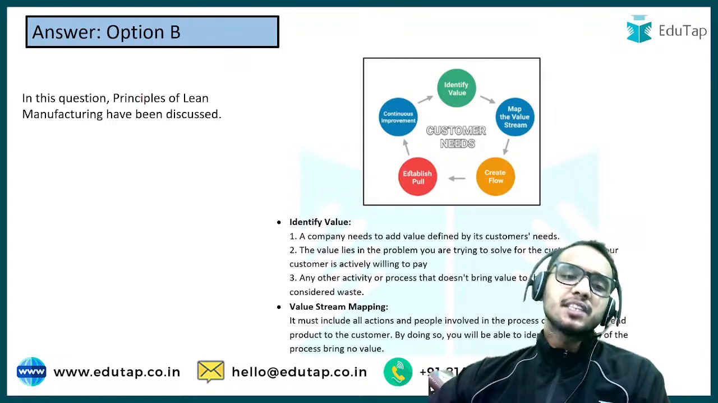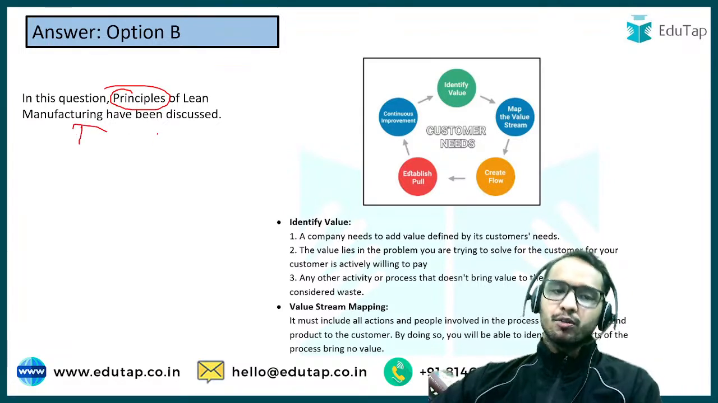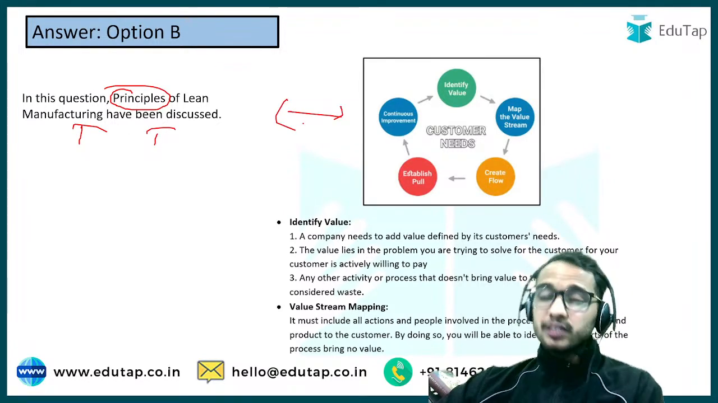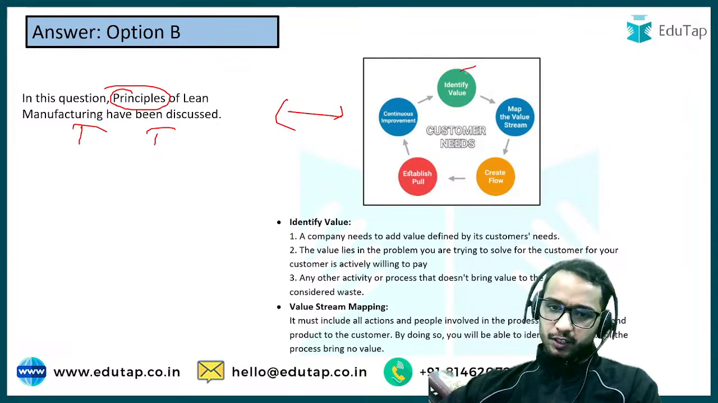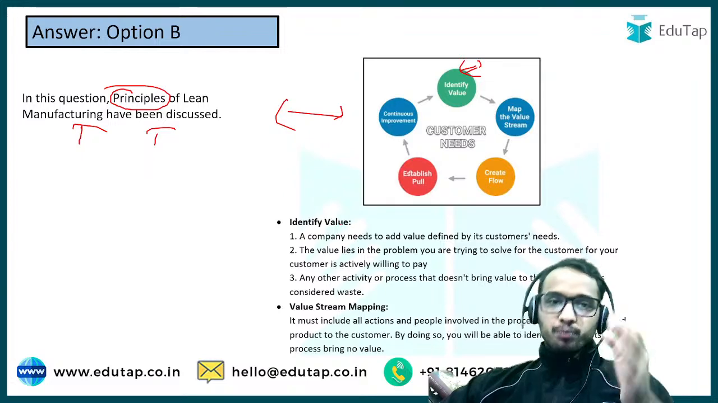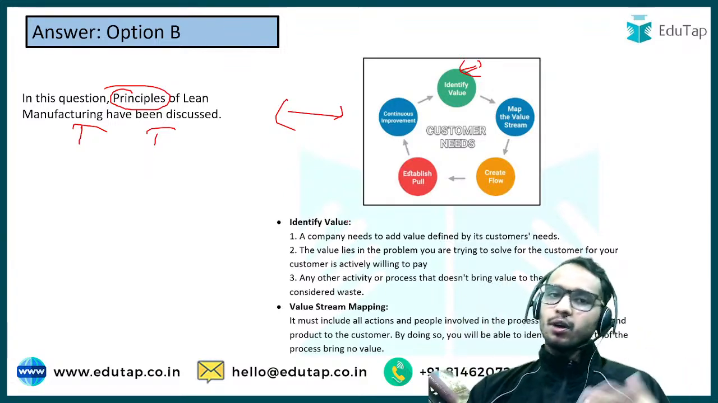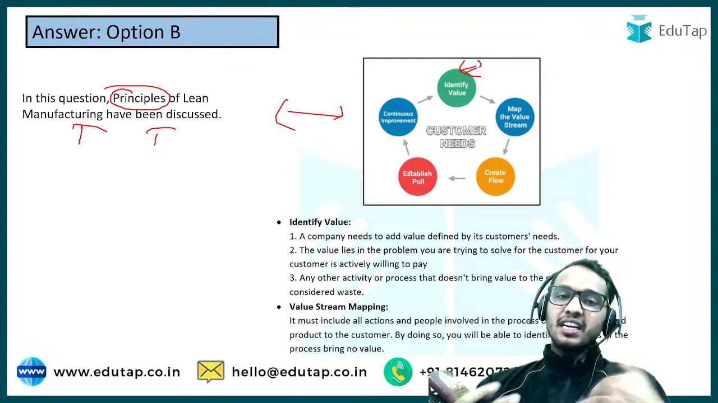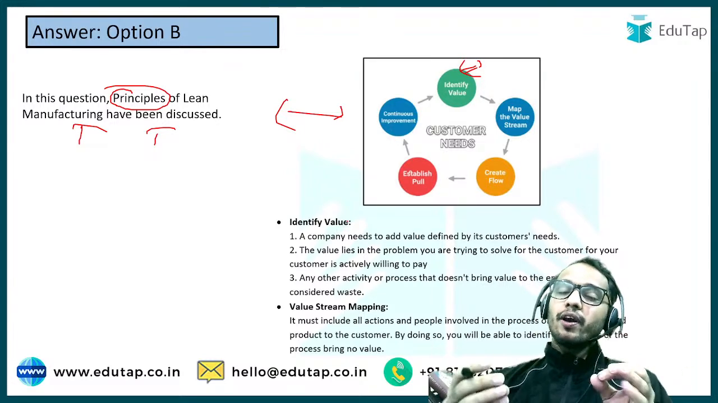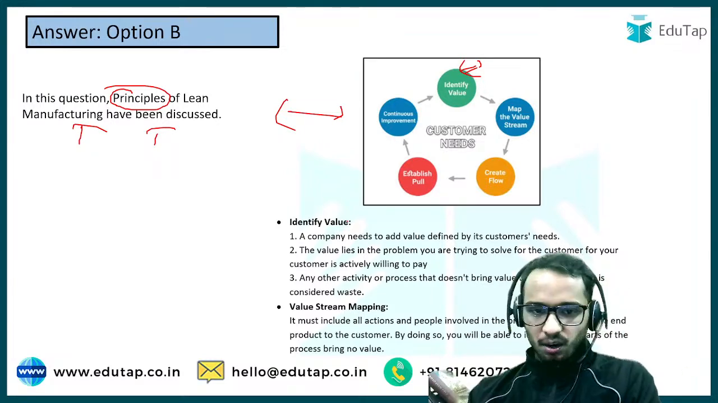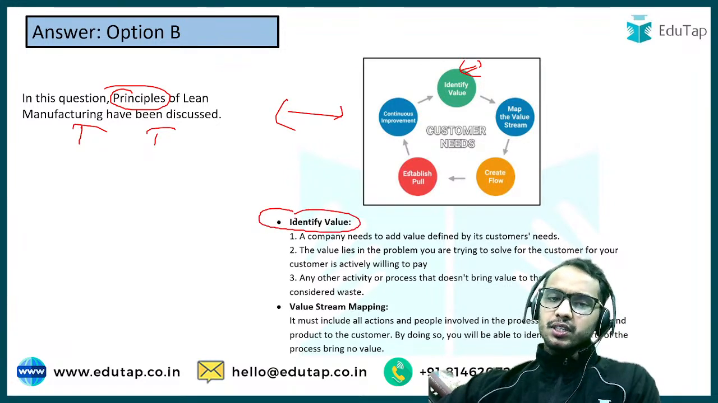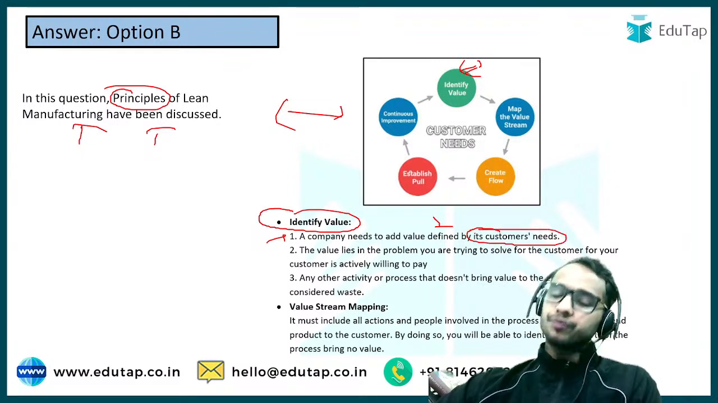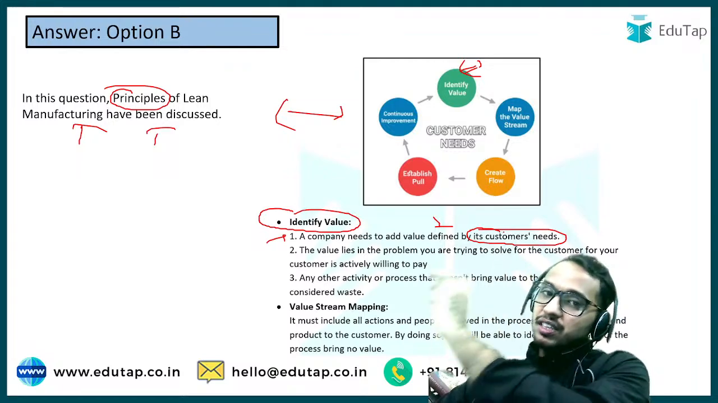See, it is talking about the principles of lean manufacturing. Now, the principles include five major parts. First of all, identification of value. From the company's point of view, whenever you are studying or discussing accounts or costing, you are going to consider yourself as the cost accountant or the financial accountant. So right now you are the cost and management accountant. What do you need to see? First, you need to see that a company needs to add value defined by its customers' needs. So first of all, you need to see what the customer's needs are.